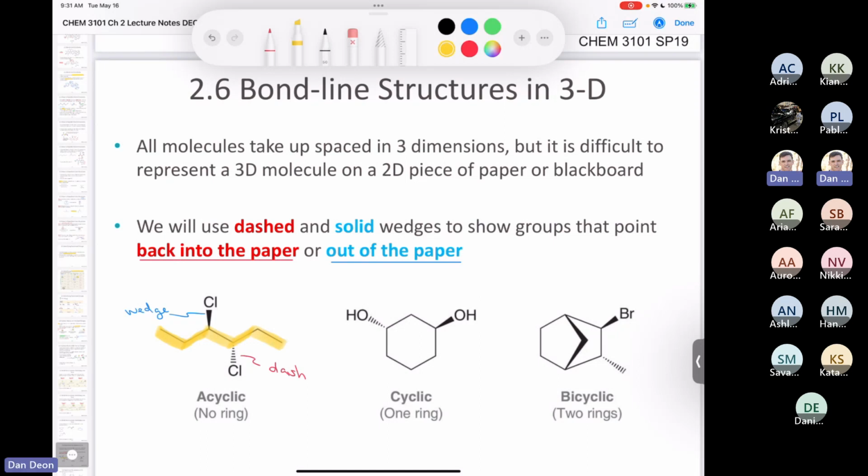So if we look at the next structure, you can see that the ring, everything here is in the plane of the screen or the page or the board or whatever. But you see that the alcohol on the left is on a dash, and so it's going into the page or the screen, and the alcohol on the right is coming out towards you. So we can say here, this is our dash, so this is going into the paper, or into the screen, and this one here is coming out of the screen.